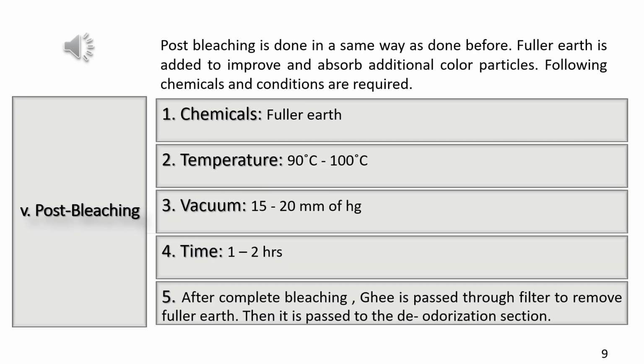Post-bleaching is done in the same way as we did the pre-bleaching process. Now we will add fuller earth to improve the process and absorb the additional colored particles. The following chemicals and conditions are required. We need fuller earth. The temperature is about 90 to 100 degrees centigrade and the pressure is 15 to 20 millimeters of mercury. The whole process will take about 1 to 2 hours.